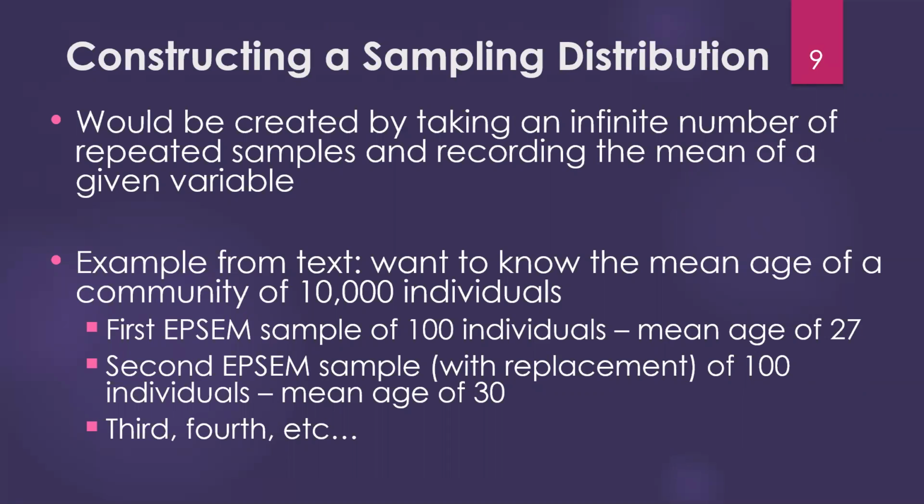So we do multiple different EPSEM samples. The first EPSEM sample we take is of 100 people, and this first sample has a mean age of 27. Then we do a second EPSEM sample, with replacement, of 100 other individuals, and this sample now has a mean age of 30. We do this over and over and over again.